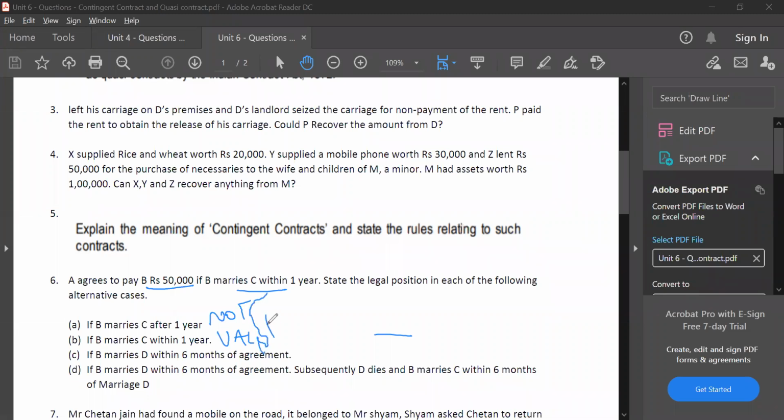Then marries within 6 months of agreement, valid. Sorry, B marries D within 6 months of agreement. B is supposed to marry C. D is a third party, therefore not valid. And last one, again valid because he marries within 6 months. Fairly simple. The question is if B should marry C within 1 year. Wherever, in whichever case B is marrying C within 1 year, it becomes valid. Otherwise, it is not valid.